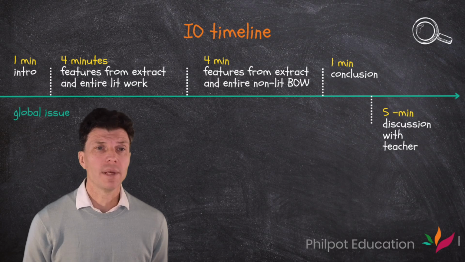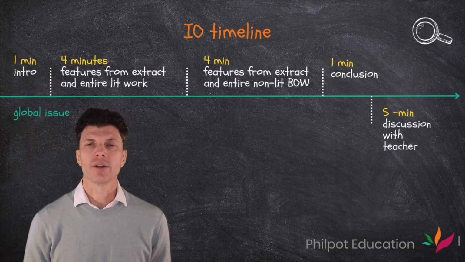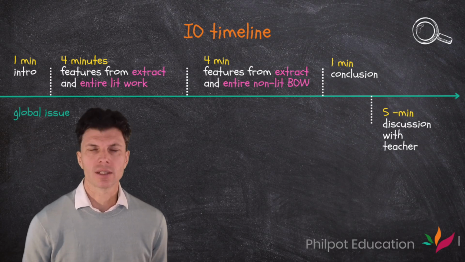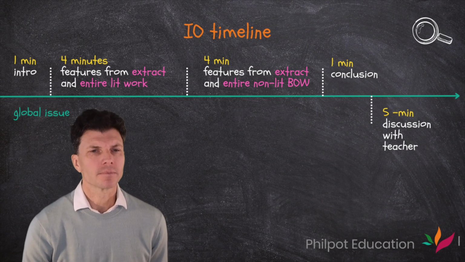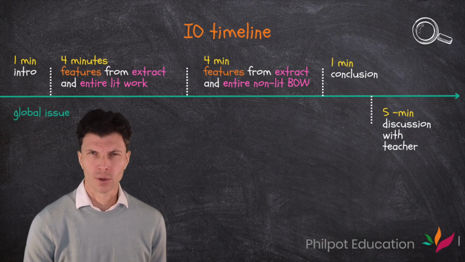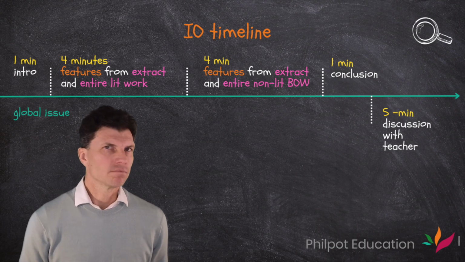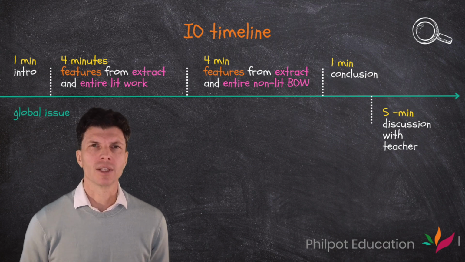So if you've got a 1-minute introduction and a 1-minute conclusion, that frees up 4 minutes for the literary work, 4 minutes for the non-literary work, and within those chunks, you'll be exploring an extract from each. Okay, now what's the organizing principle here? It's feature by feature. So when I say feature, I'm talking about an authorial choice of sorts. In the case of poetry, we might be talking about rhyme. In the case of photography, we might be looking at camera angle, right?